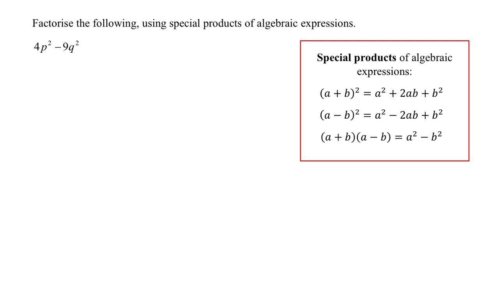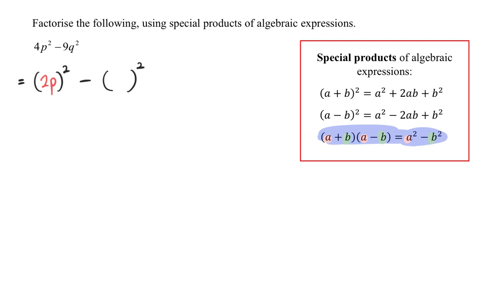And I see a square minus a square, and therefore this will be the special product I would be using. My job now is to make sure that I know what is my A and what is my B so that I can substitute in neatly. So in this question, I will not write 4p squared anymore. Instead, I will write it as 2p because 2 times 2 is 4, p times p is p squared.